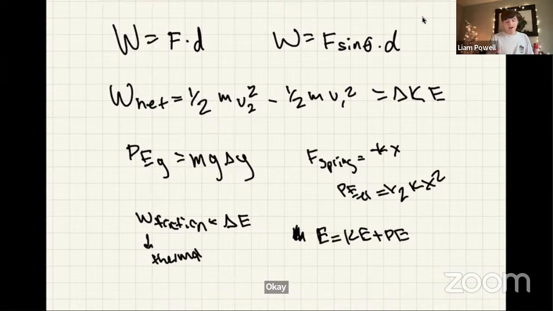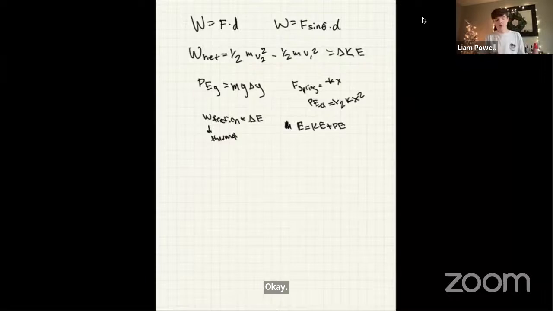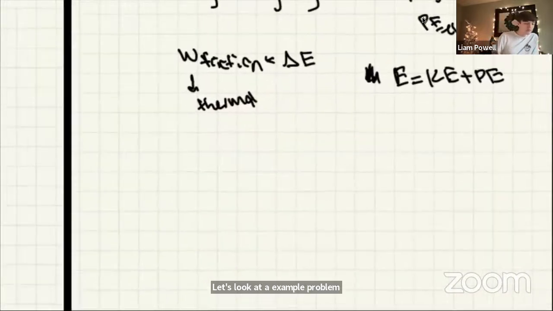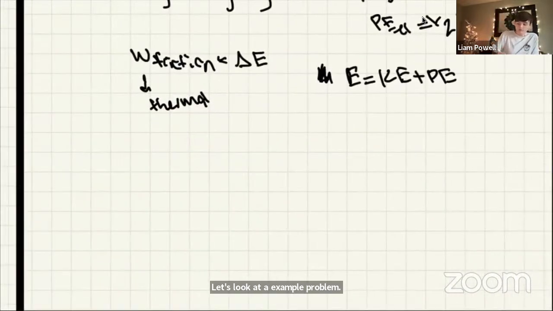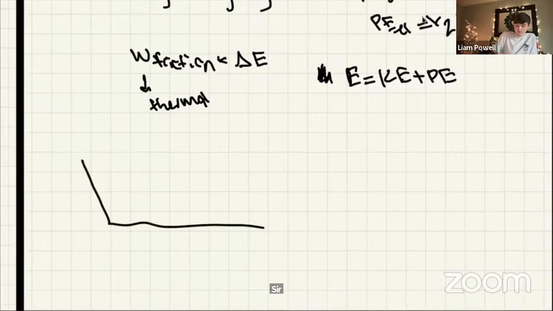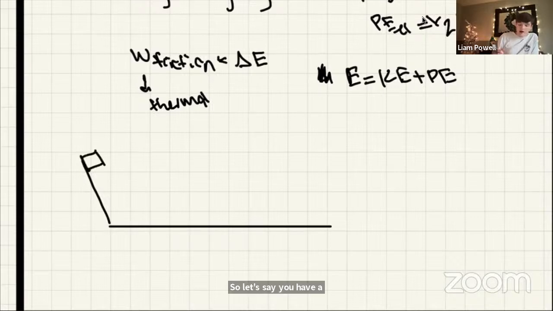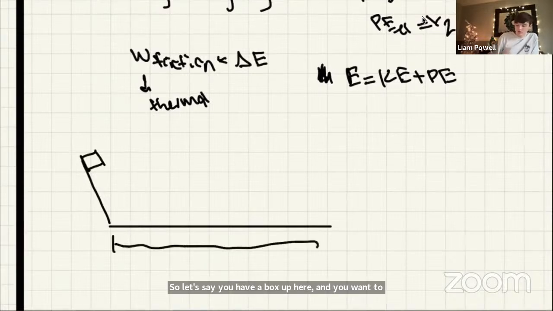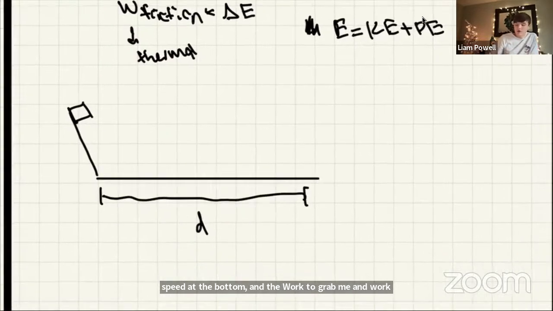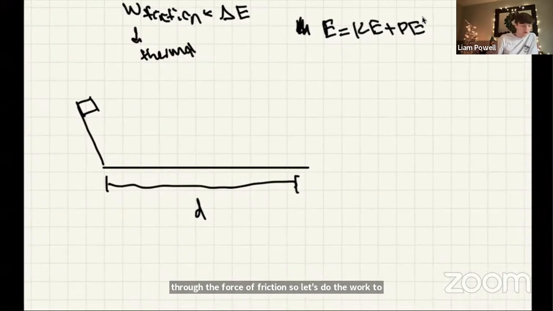Let's look at an example problem. So let's say you have a box up here and you want to calculate how long the distance it takes to stop, the speed at the bottom, and the work due to gravity and work due to the force of friction. So let's do the work due to gravity and the work due to friction first.